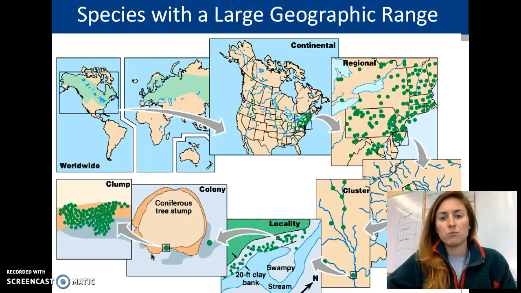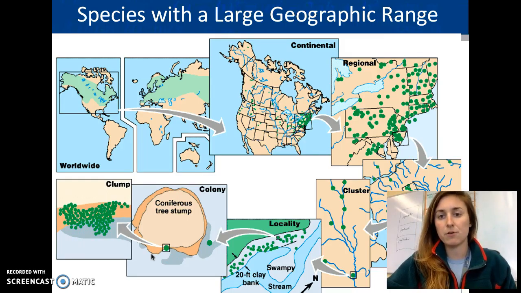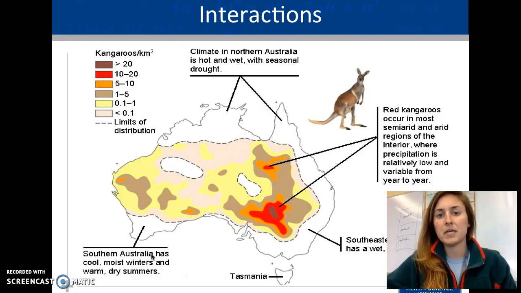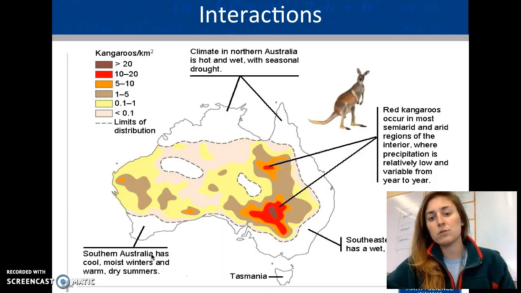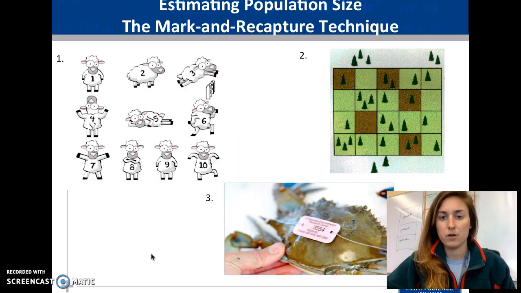So basically, something with a large geographic range means that it is very capable of adapting or existing in a variety of climates. It also means that they can interact with a large variety of organisms. When we look at kangaroos, they usually stay within a certain area. I mean, there's a few, right, when we look at this map, but they want to have limited interactions with other organisms.